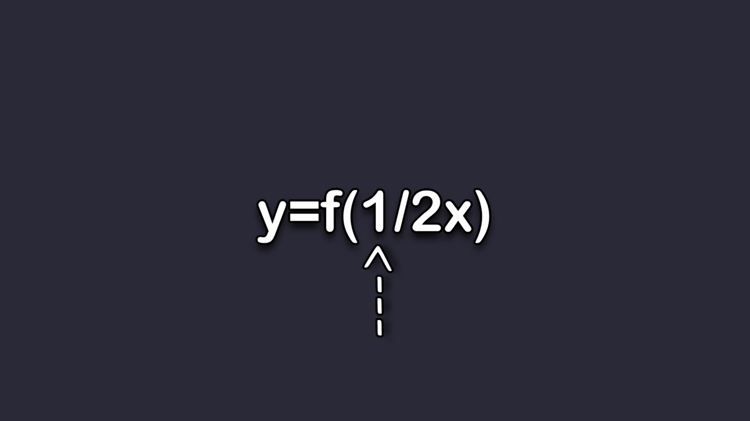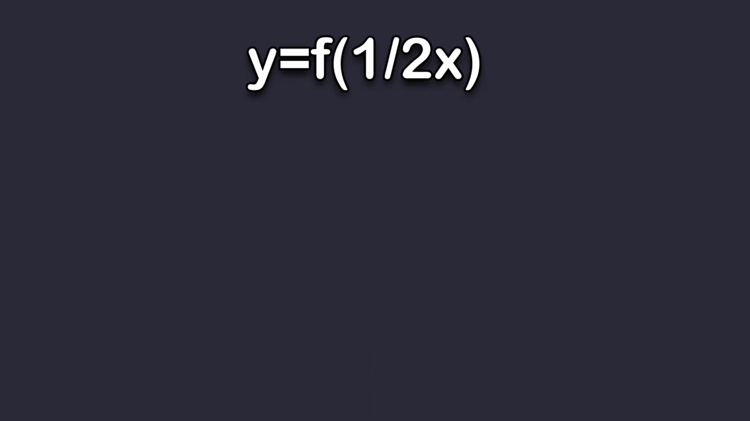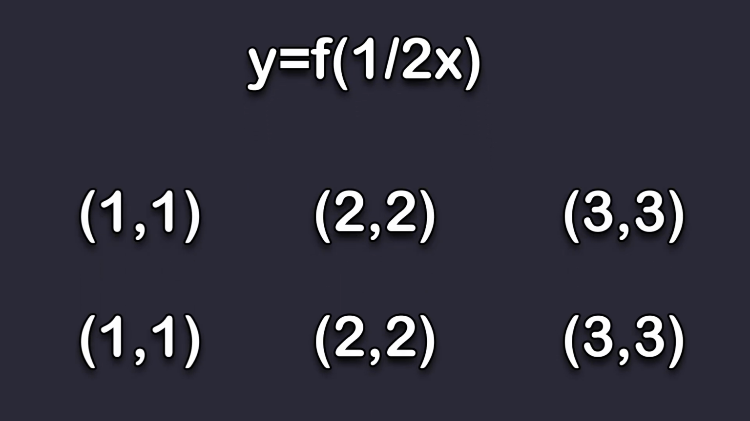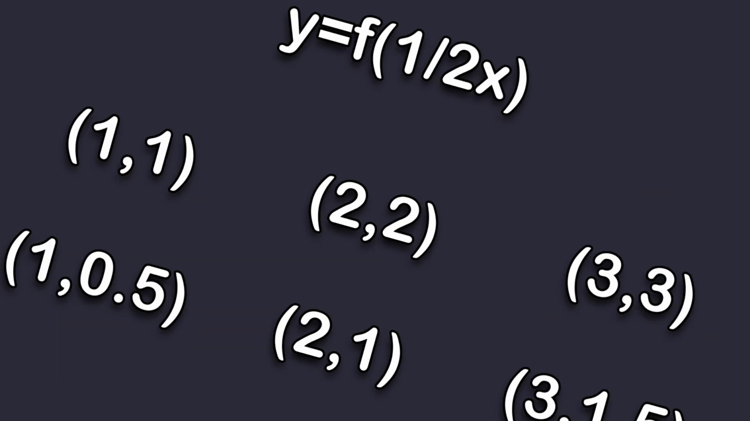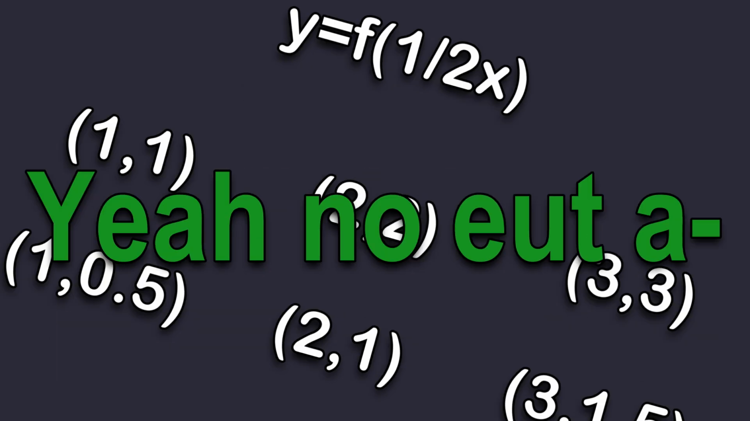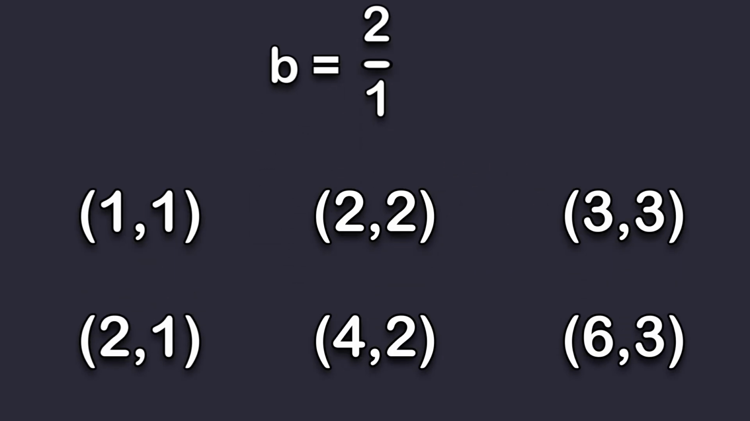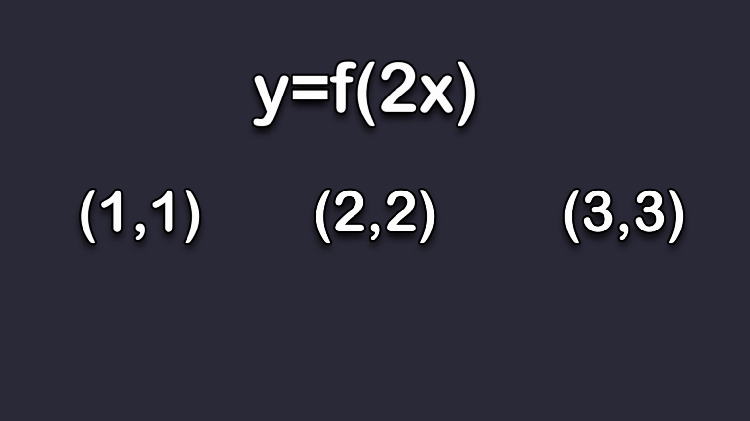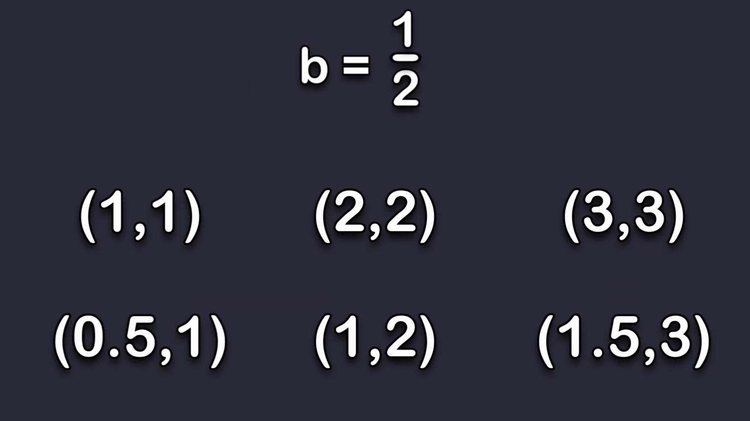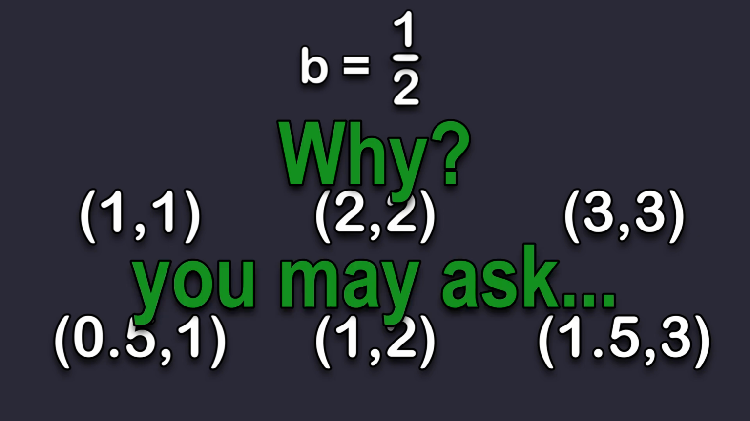Now, if your b value equals 1/2 in the equation itself, you would think that you times the x values by a factor of 1/2, right? No. You actually times it by the reciprocal of itself. So in this case, you'd actually times it by 2. Same thing goes the other way. So imagine the b value inside of your equation was actually 2. You would times the x value by 1/2. Why, you may ask? I don't know.